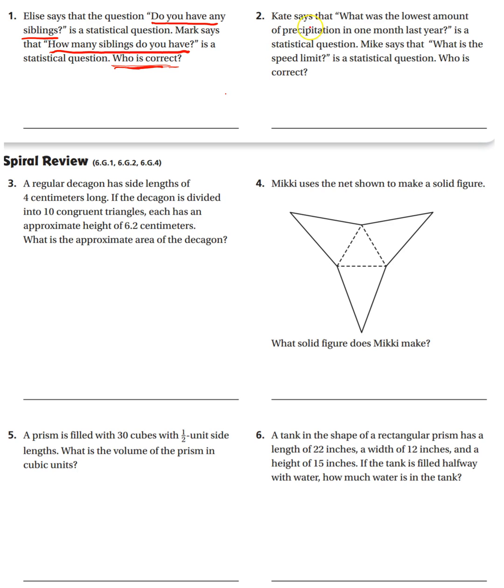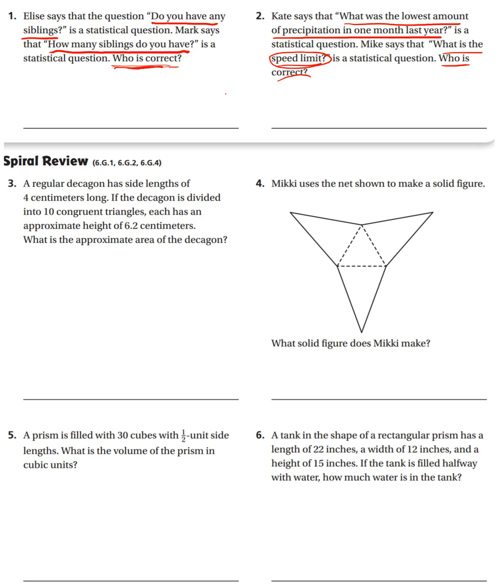Number 2, Kate says that what was the lowest amount of precipitation in 1 month last year? So asking a question about a data set is a statistical question. Mike says that what is the speed limit is a statistical question. Who is correct? Well, the speed limit isn't going to have any variance.